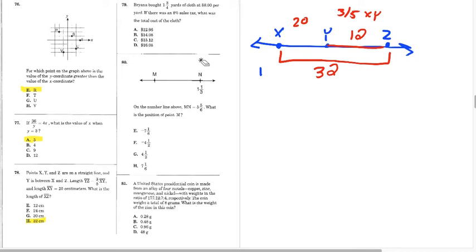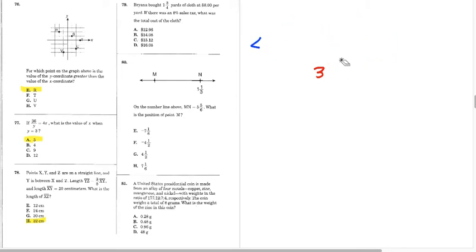Okay, number 79. Brianna bought 1 3/4 yards of cloth at $8 per yard, and there's an 8% sales tax. So let's convert this fraction into a decimal and say 1.75 times 8. All right, that's going to give us what?